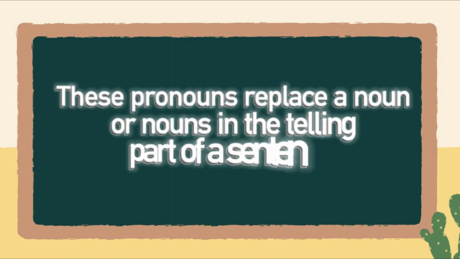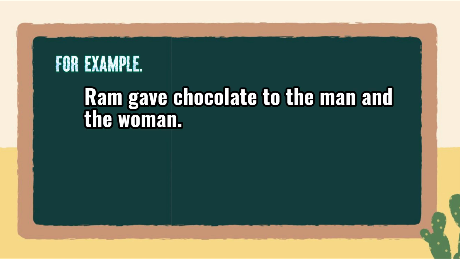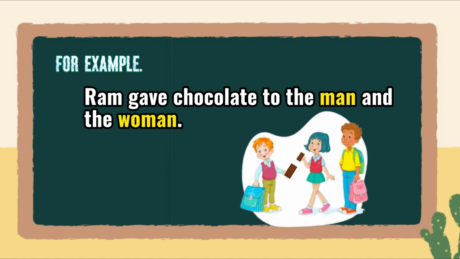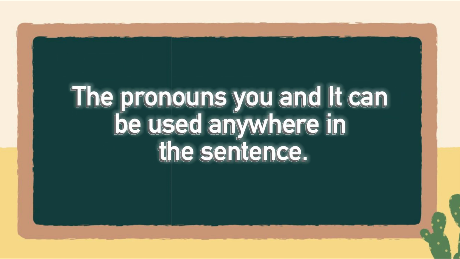These pronouns replace a noun or nouns in the telling part of a sentence. For example, Ram gave chocolate to the man and the woman. Ram gave chocolate to them. The pronouns you and it can be used anywhere in the sentence.